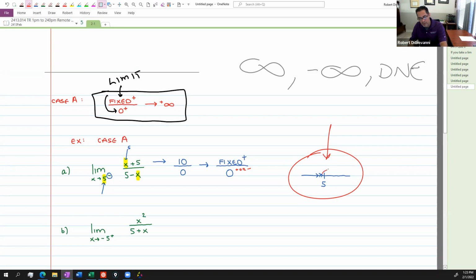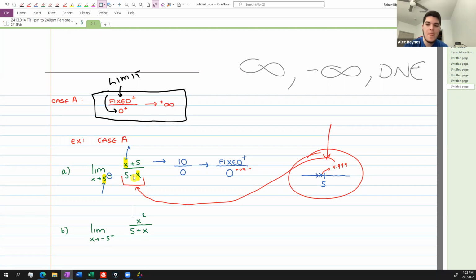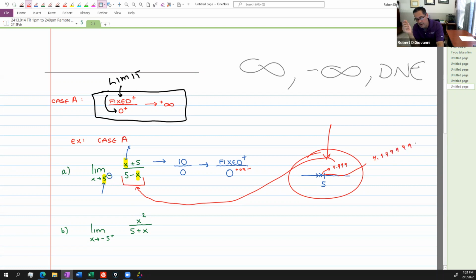A good example of a number to the left of 5 would be like 4.999. Agreed? That's pretty close to 5. Imagine taking that 4.999 and plugging it in here. You would have 5 minus 4.999, which would be a very small positive number. And if you picked a number even closer, 4.9999999, something like that, and plugged it in here, you would still have 5 take away that, a really tiny positive number. You understand?